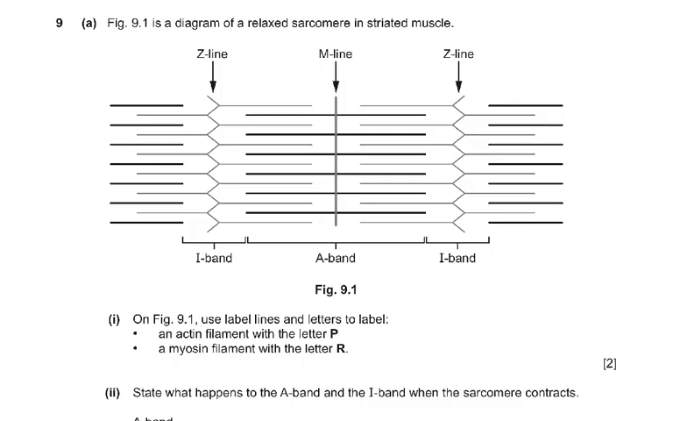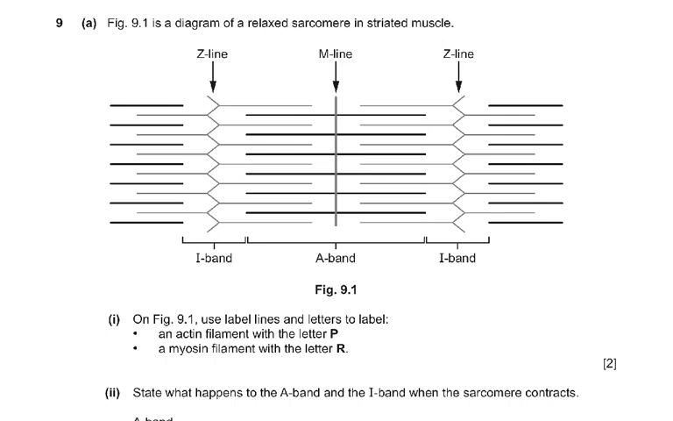Question 9, figure 9.1 is a diagram of a relaxed sarcomere in striated muscle. So you can see the Z line, M line, and if you remember my videos, the dark bands have the A bands and the M line, and the light is the I band and the Z line, and Z to Z is sarcomere. So on figure 9.1, use label lines and letters to label an actin filament with the letter P and a myosin filament with the letter R.